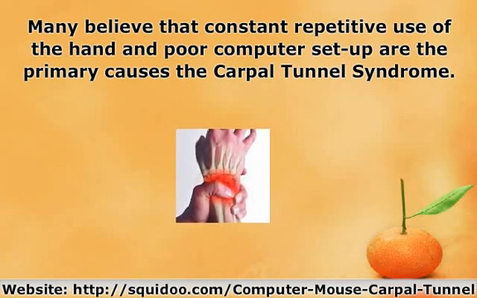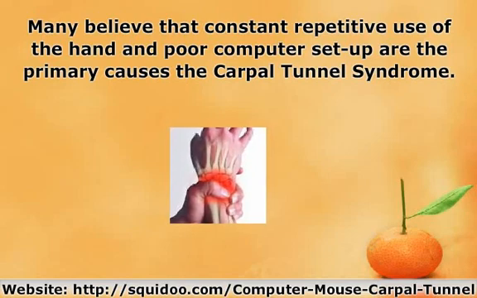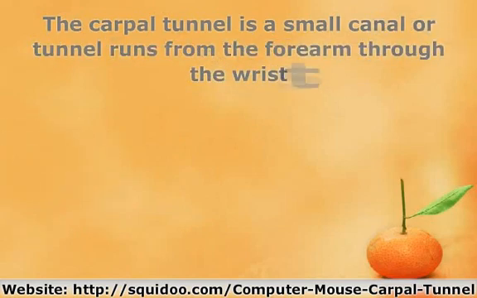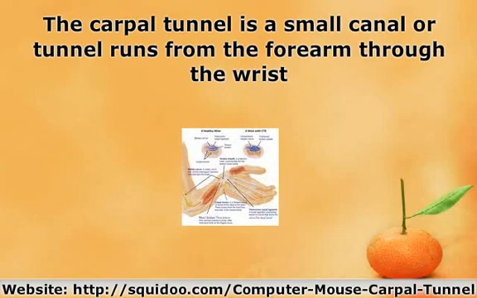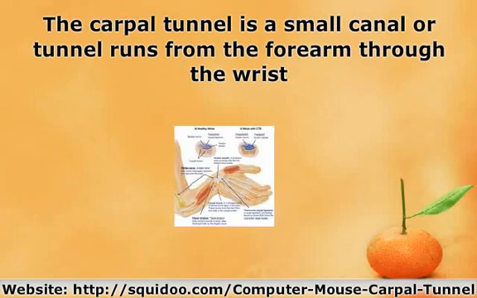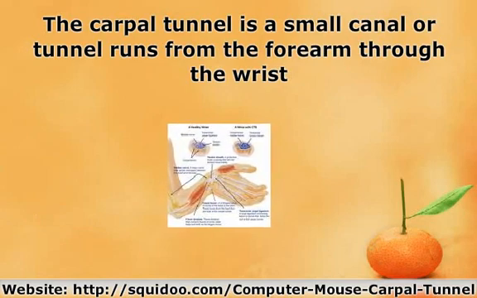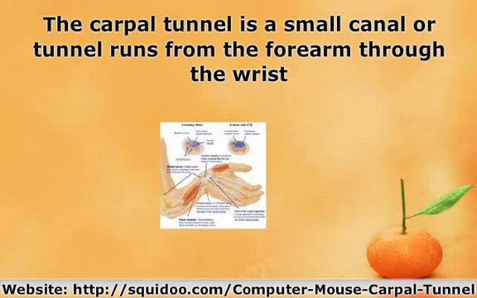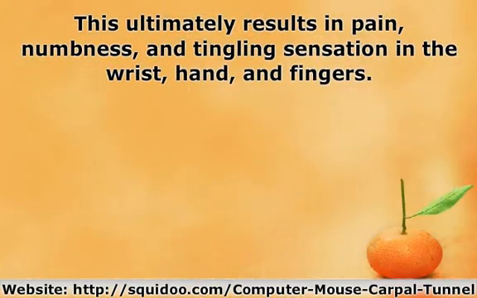Many believe that constant repetitive use of the hand and poor computer setup are the primary causes of carpal tunnel syndrome. The carpal tunnel is a small canal or tunnel that runs from the forearm through the wrist. Bones form three walls of the tunnel, which are bridged by a strong, broad ligament. The median nerve passes through this tunnel, which supplies feeling to the thumb, index, and ring fingers, the nine tendons that flex the fingers, and also provides function for the thenar muscles, which are the muscles at the base of the thumb.